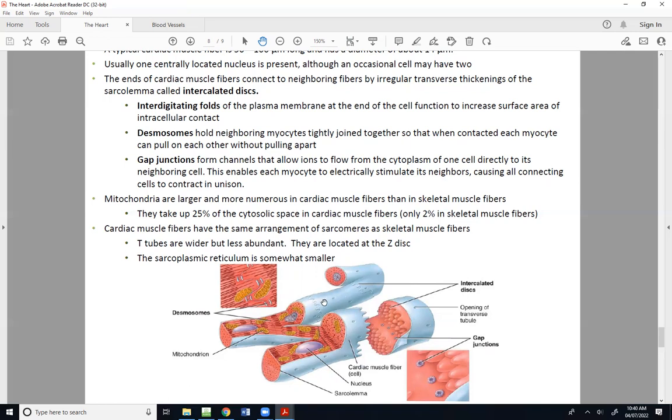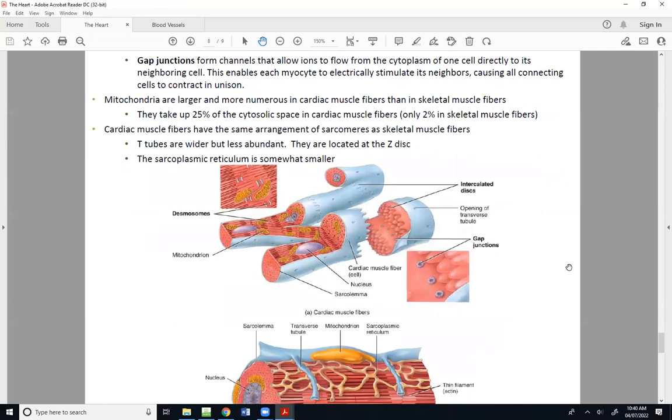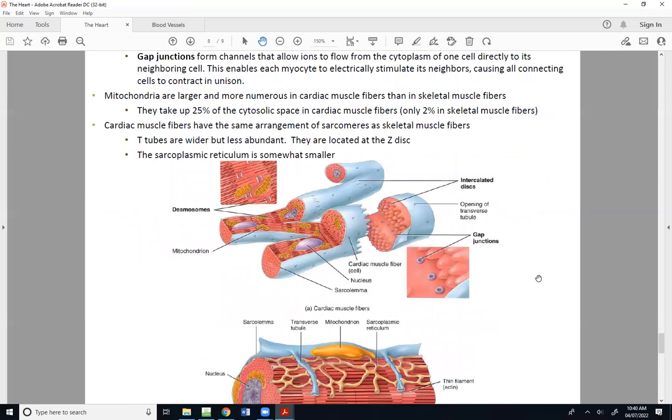And this is what enables those cells to all become excited and contract at the same time, or contract in what we'd say is unison, which is very important in the heart, so that, for example, both atria are contracting in the exact same instant while the ventricles are relaxed, and then the ventricles contract in unison while the atria are relaxed. So it's very, very important to increase efficiency of contraction.